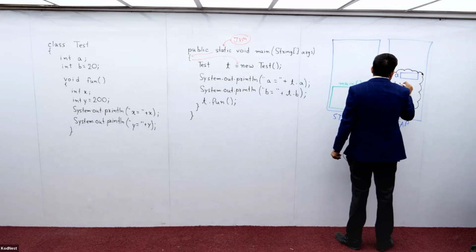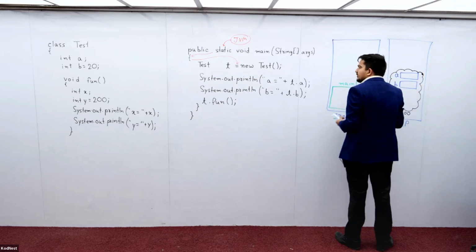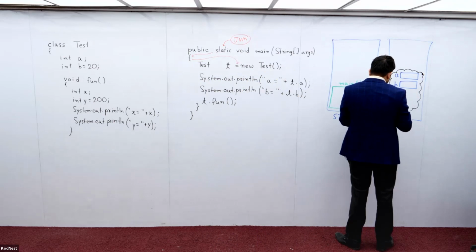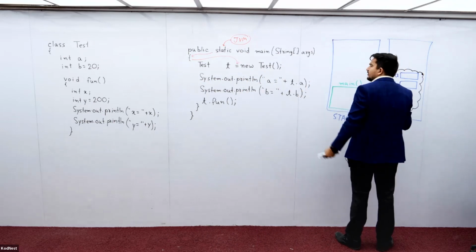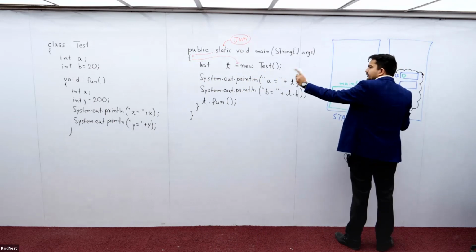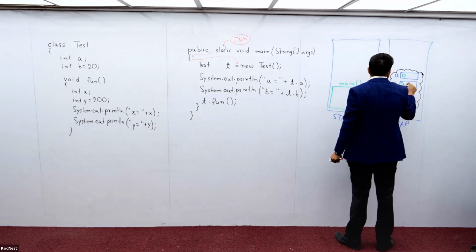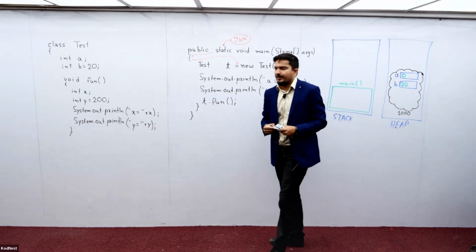A will be there and B is also going to be present. For A, we have not provided any value, so the default value will be provided. The default value of A will be what? 0, because it is of the int type. For B, we have provided a value, so the default value is not required. 20 will be the value given to B. This is what is going to happen.